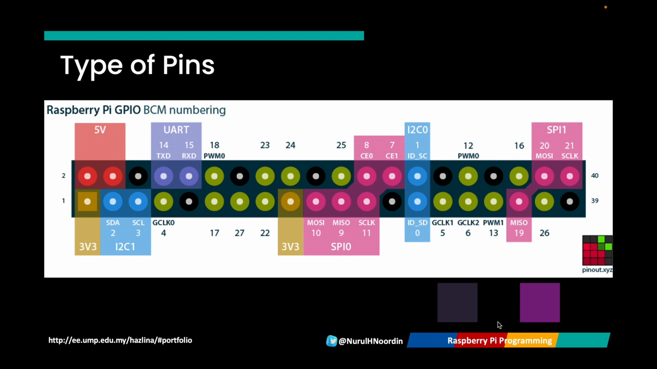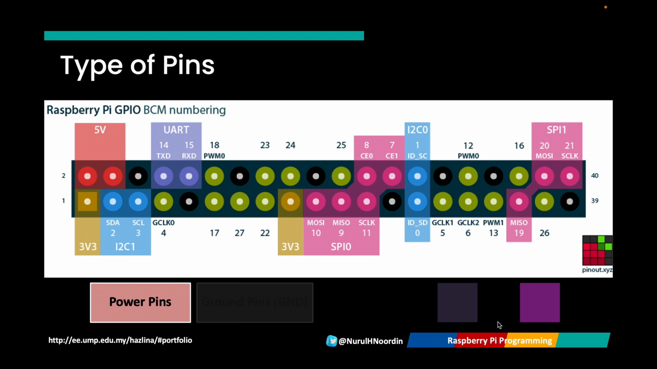The Raspberry Pi has 40 pins. Category 1 is the power pins, 3.3 volt and 5 volt. Now these power pins are color-coded in red. The power pins provide power to the external components. Secondly is the ground pins, where they serve as the reference points for the electrical circuits.